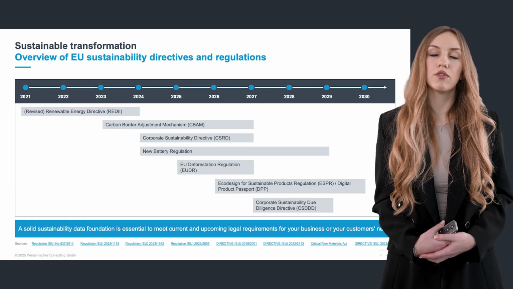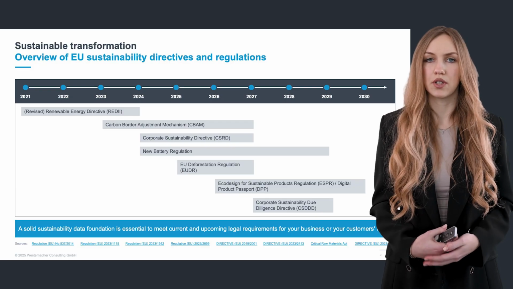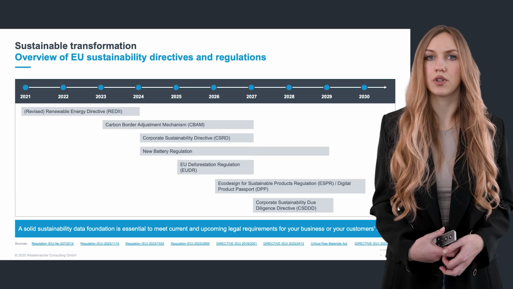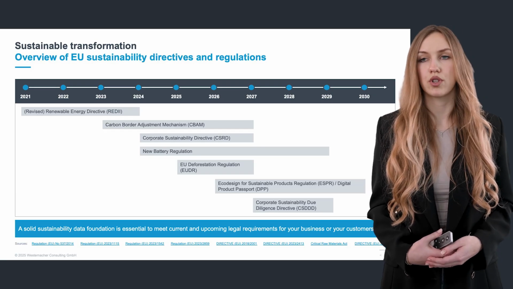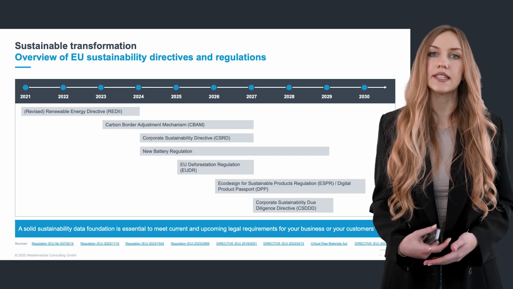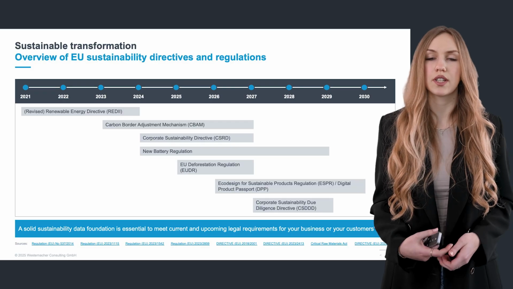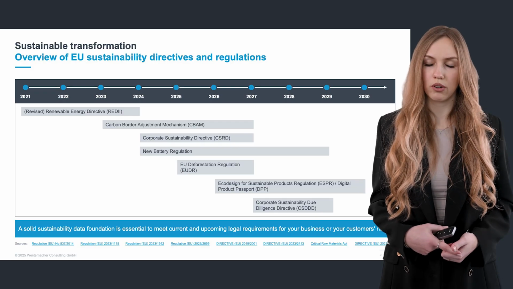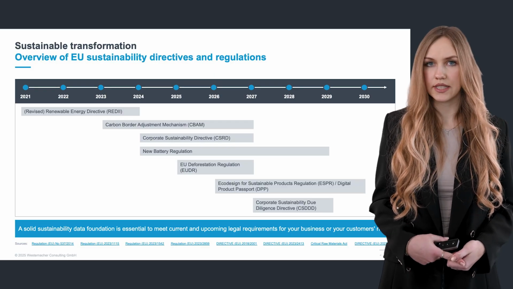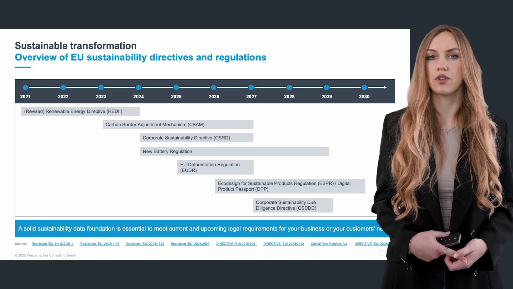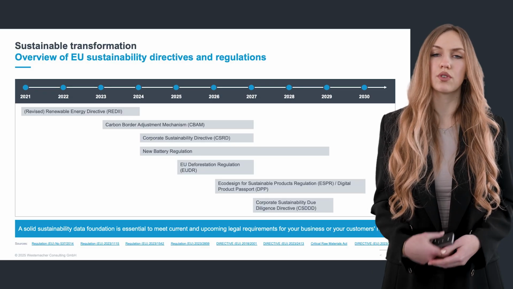So let's have a quick overview about the EU sustainability regulations. For example, we have the CSRD here, which some companies are already affected by, and they have to create an ESG report for 2024. But as you can see here, there will be new regulations upcoming in the next few years. And for example, we have the EU deforestation regulation or the digital product passport, which not only affects companies that are based in the European Union, it also affects companies who import specific products to the EU.